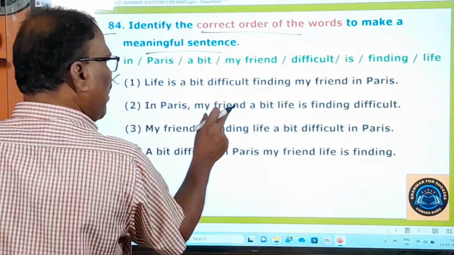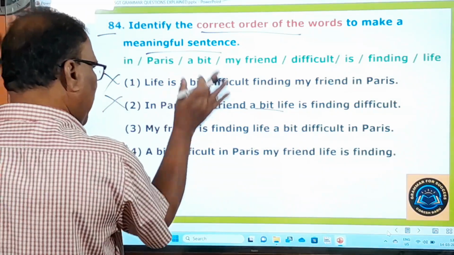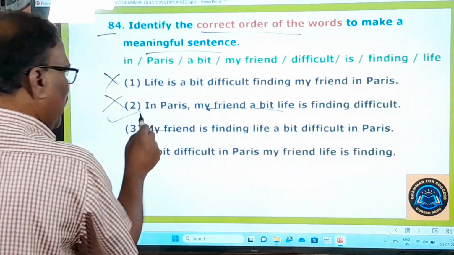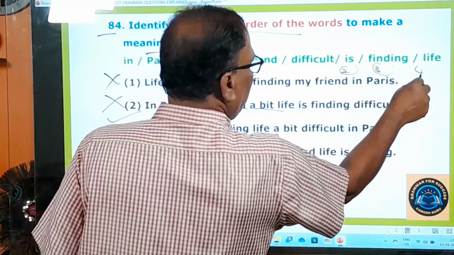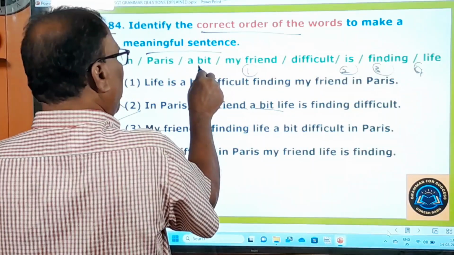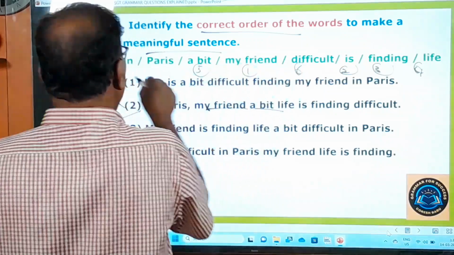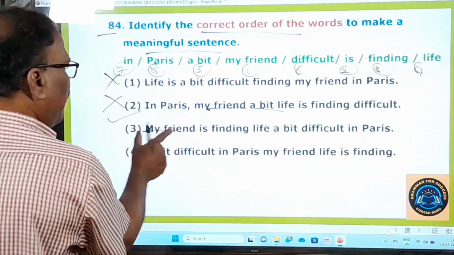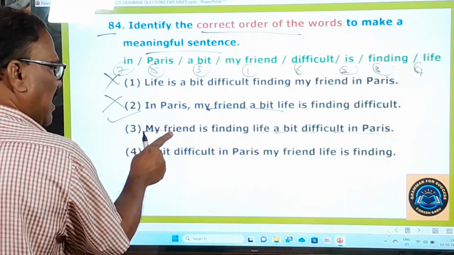No. In Paris, my friend a bit, my friend a bit. What is this meaningless sentence? Wrong. Ungrammatical and meaningless. And the third one, my friend is finding life a bit difficult in Paris. This is absolutely correct. My friend is finding life a bit difficult in Paris. So this is the right sentence.